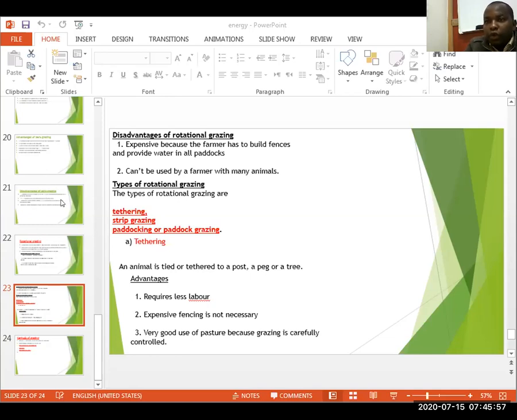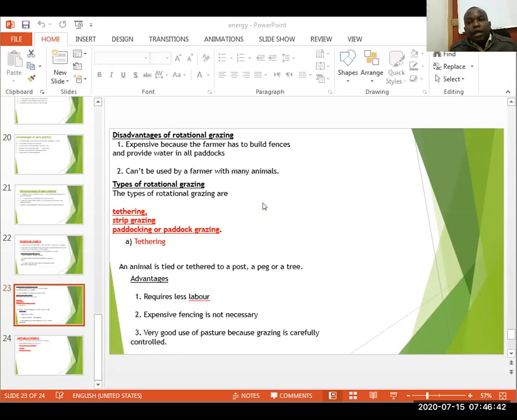Then we move to another type of rotational grazing. Number two, strip grazing. Strip grazing involves use of strips and a movable fence, and the fence may be electric. That is strip grazing. Strip grazing involves use of a temporary, movable fence.